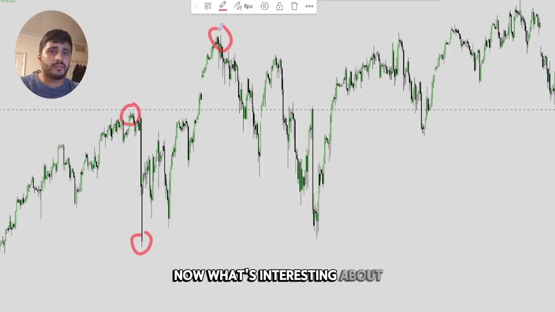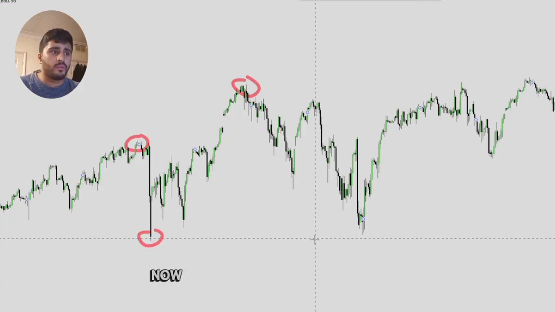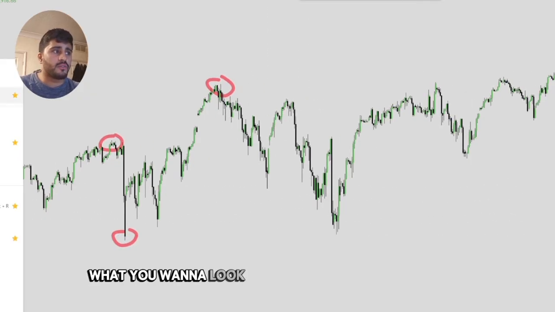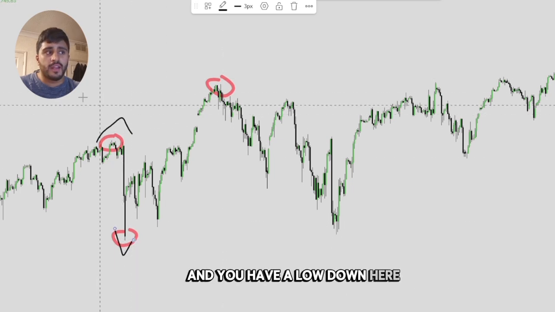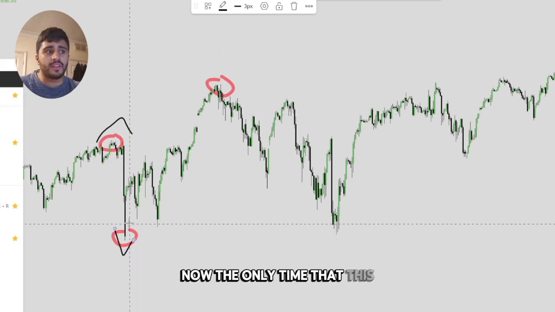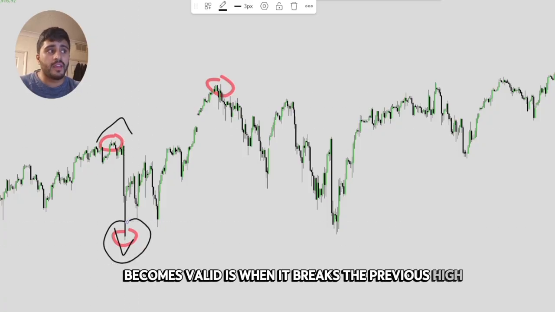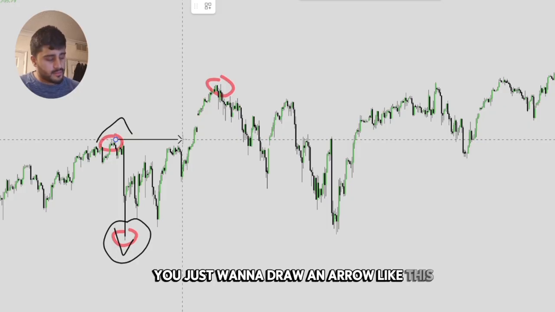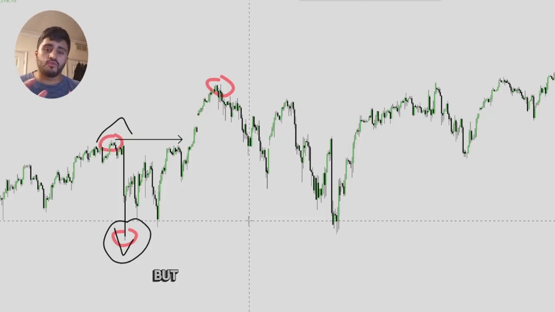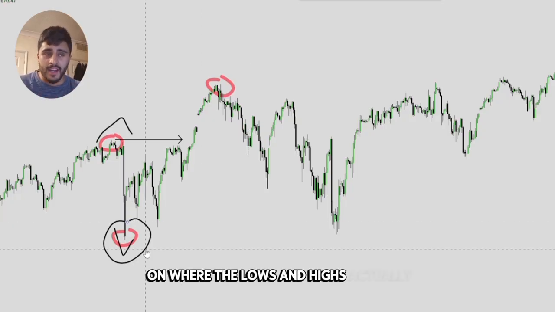Now, what's interesting about this, and I'm just going to break down how I think structure is quite simple to understand, but only if you apply it correctly. Now, when you look at market structure, what you want to look for is you have a dealing range high and you have a low down here. Now, the only time that this low becomes valid is when it breaks the previous high. And so what I often say to traders is you just want to draw an arrow like this. Now, it's a simple concept, but drawing an arrow gives you clarity on where the lows and highs actually are.